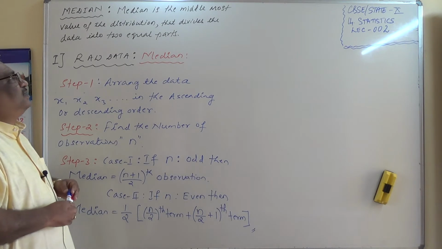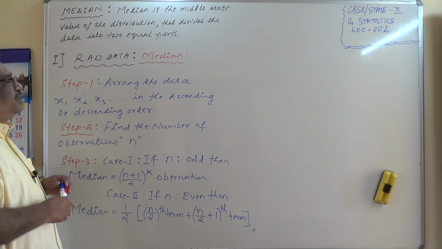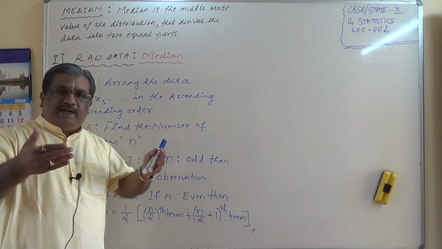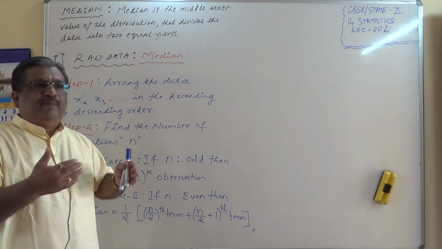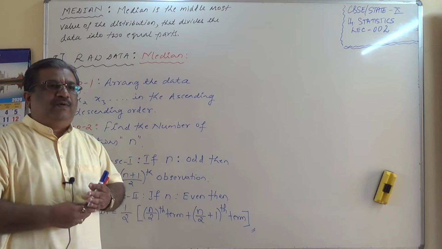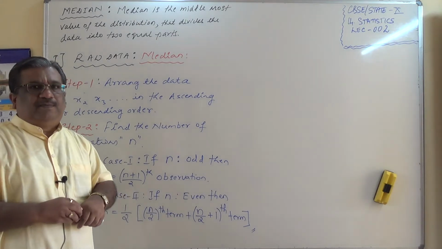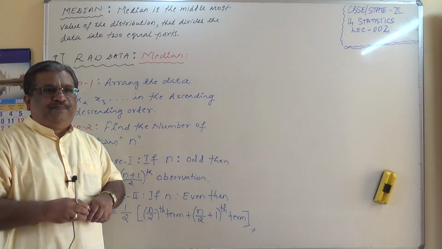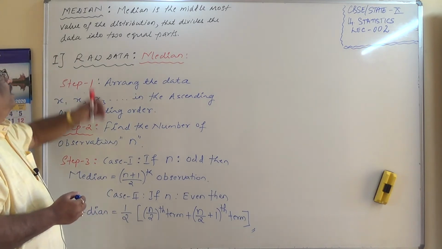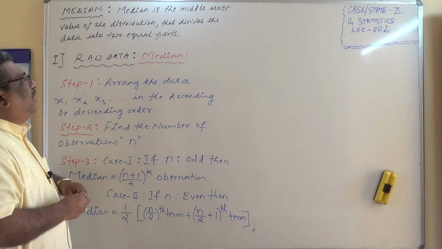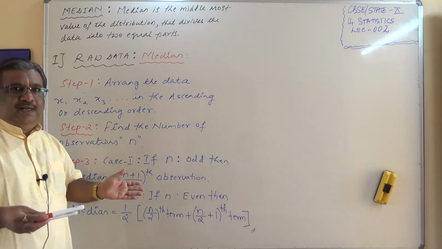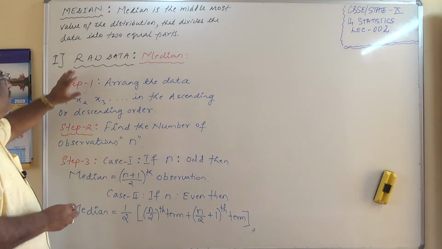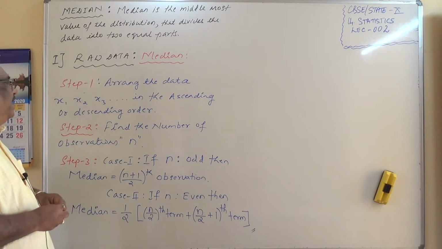See, median is the middlemost value of the distribution, or the median is that representative value which is the middlemost value of the given observations. And hence we say it is the middlemost value of the distribution and it divides the given data into two equal parts, that you should remember. For raw data, how to calculate the median?